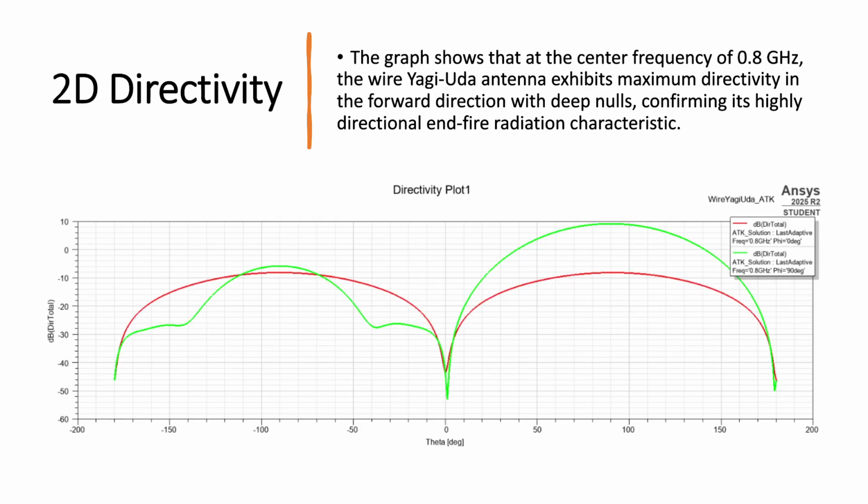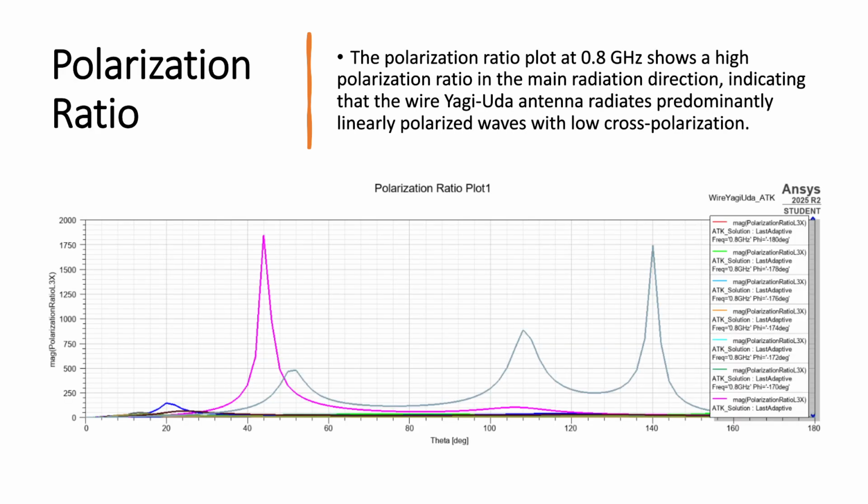Now coming to the next slide, 2D directivity. This plot shows the directivity pattern at the operating frequency. Maximum directivity occurs in the forward direction. Deep nulls appear in unwanted directions. This confirms highly directional behavior and strong end-fire radiation characteristics.